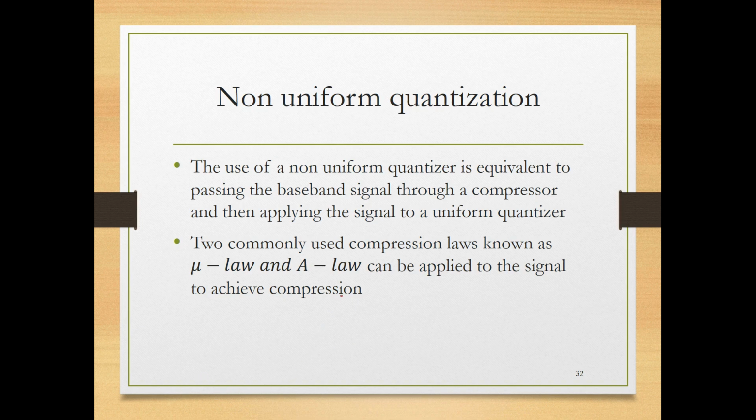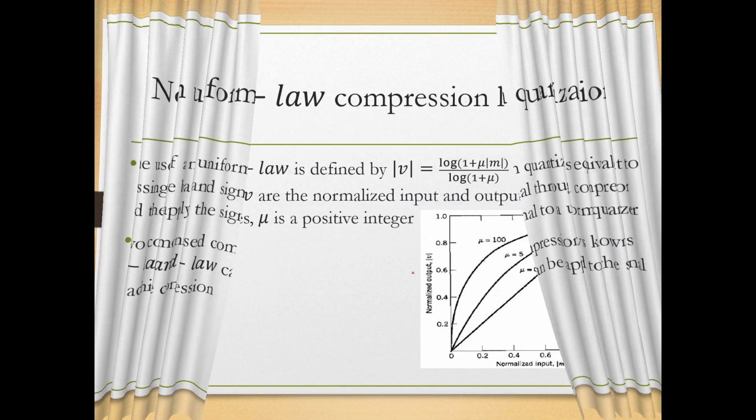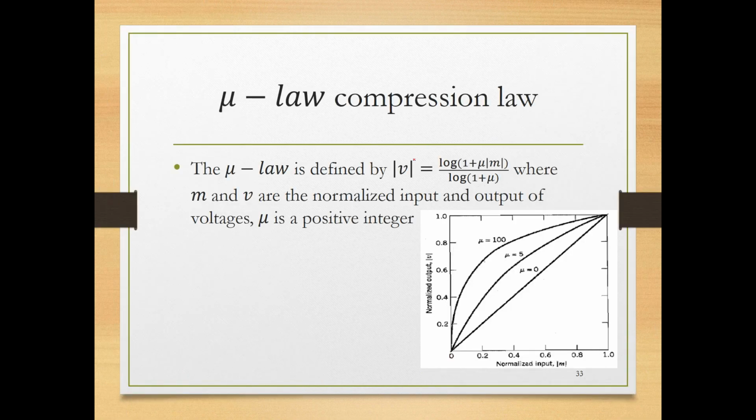Usually there are two compression techniques available. The first one we call mu-law, and the second one we call A-law. These two compression techniques can be applied to the signal. So in mu-law compression, the quantized value, the absolute value of V, is defined as log(1 + mu|m|) divided by log(1 + mu), where mu is a constant, actually a positive integer, and m is the actual value of the message, and V is the quantized value.